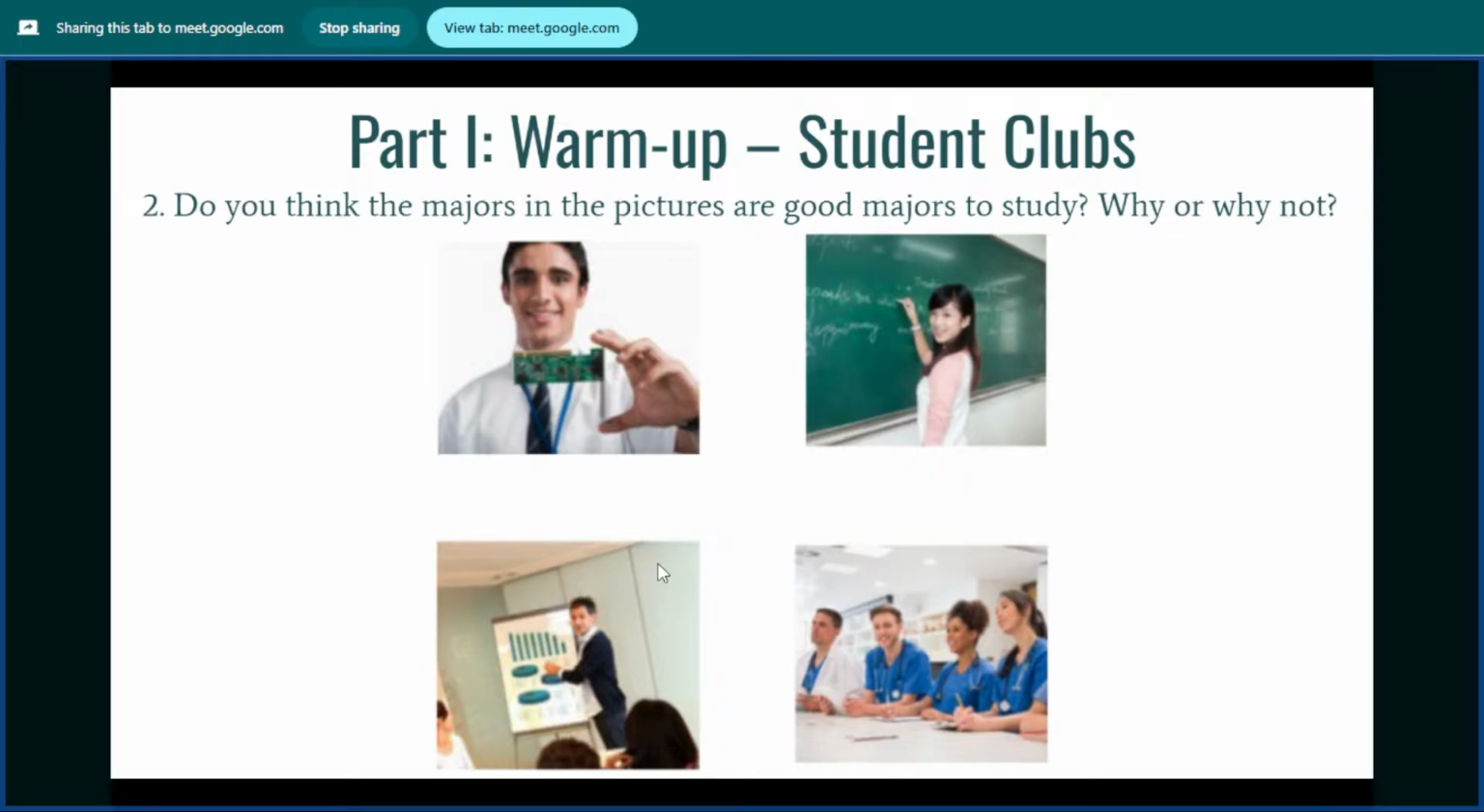I think yes. The majors which are shown in the picture are good majors to study, because looking at the first picture, we can see the person is specializing in electronics. So nowadays we see our phones are getting more lightweight and easier to use. That innovation is needed not just in our phone but everywhere. So I feel that field is important.